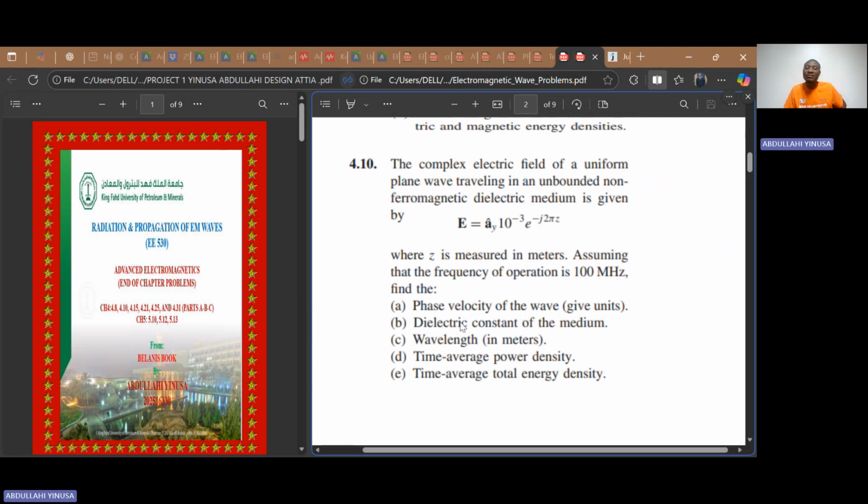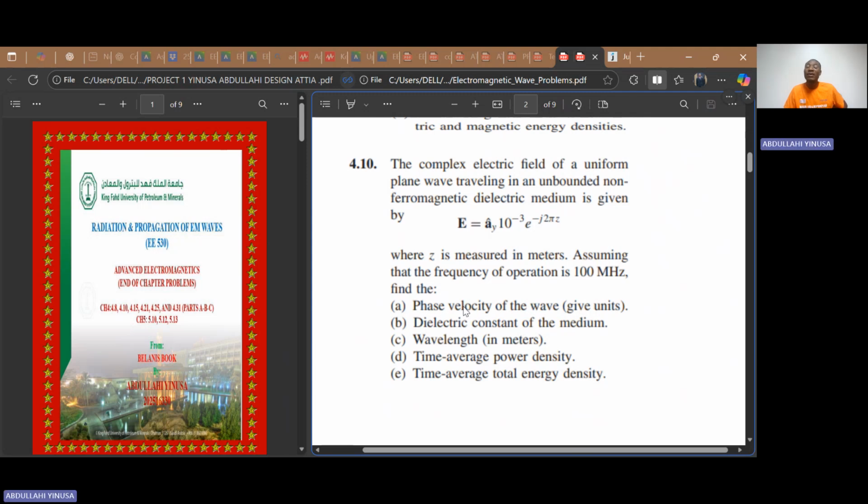Going to the dielectric constant of the medium, that's epsilon r. Since we are considering E, that means it is not H. If they ask us to find the dielectric constant for H, that's going to be mu r. But in this case, because we are considering E, it is going to be epsilon r. And then we already know that C equals what?